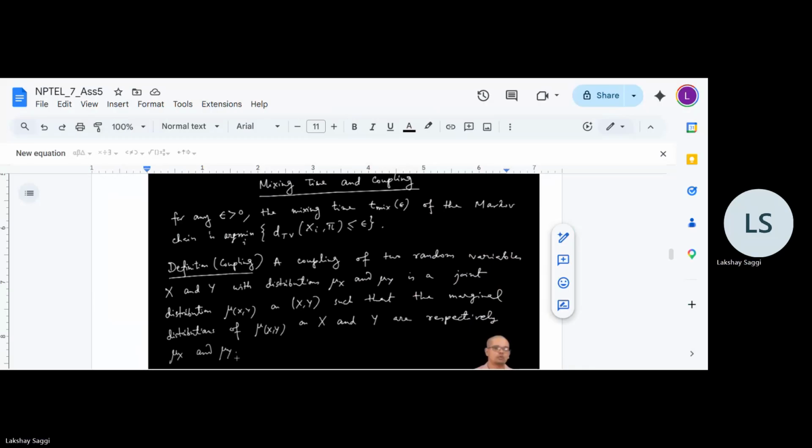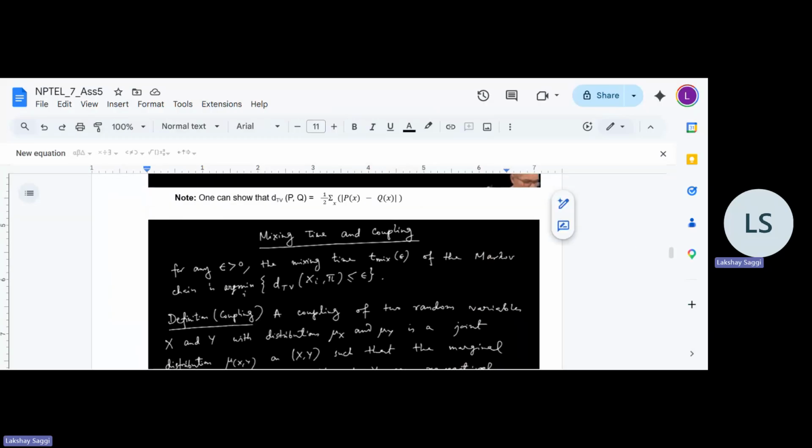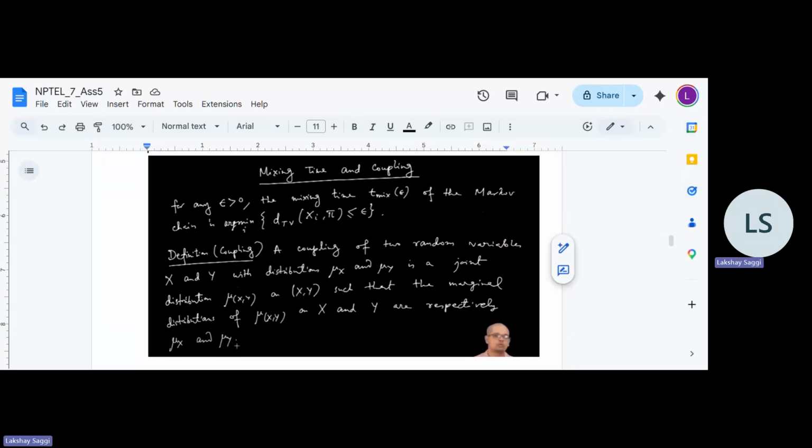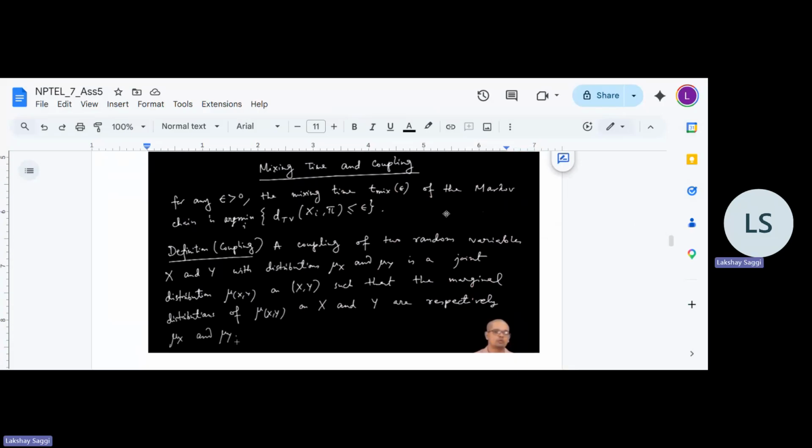So this is the definition for mixing time. And then what is coupling? A coupling of two random variables, x and y. A coupling of two random variables x and y with distributions mu x and mu y is a joint distribution.